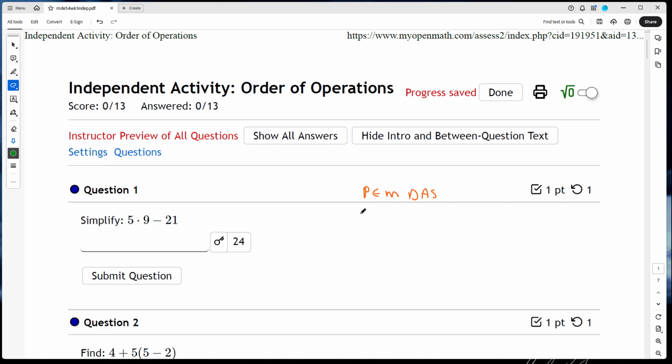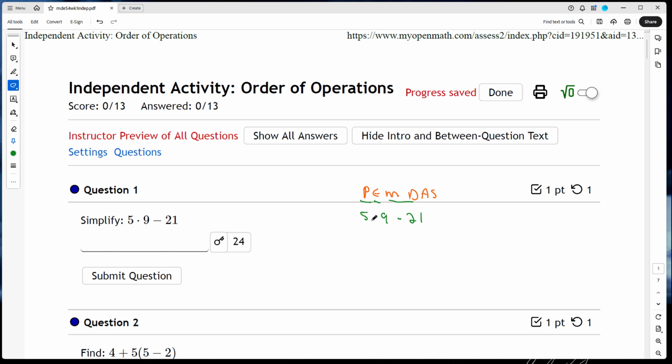So I have 5 times 9 minus 21. Now look at the expression. I don't have any parentheses. I don't have any exponent. I do have multiplication and division. We do from left to right.